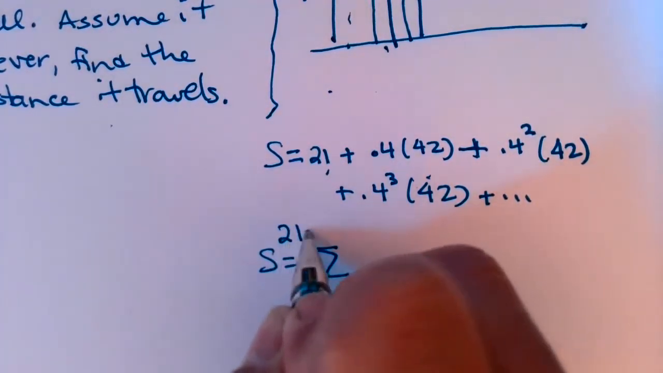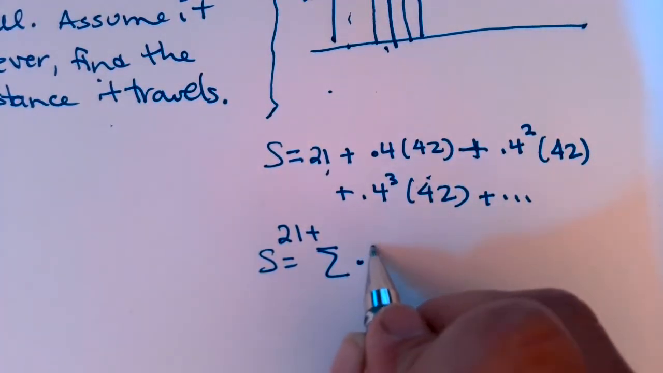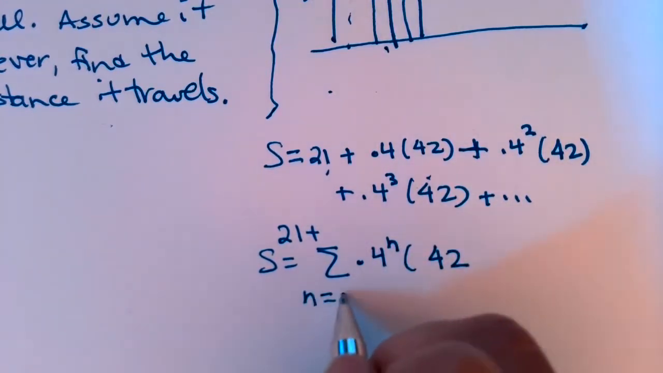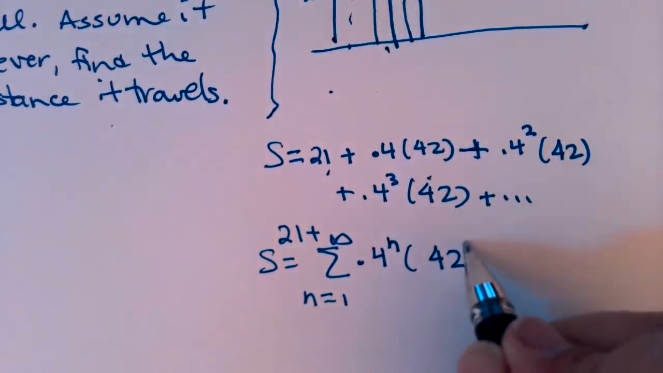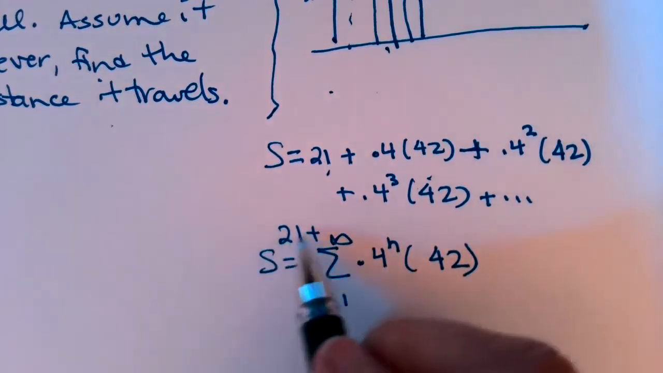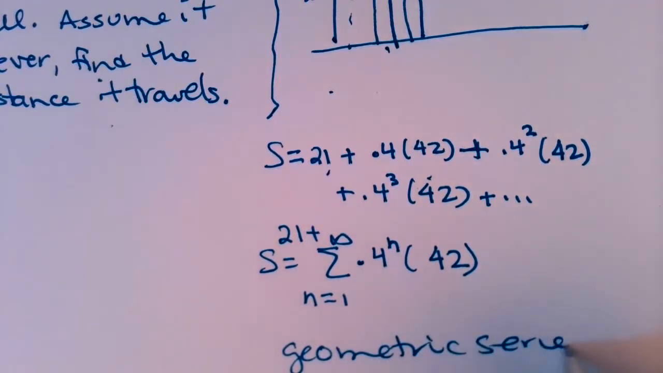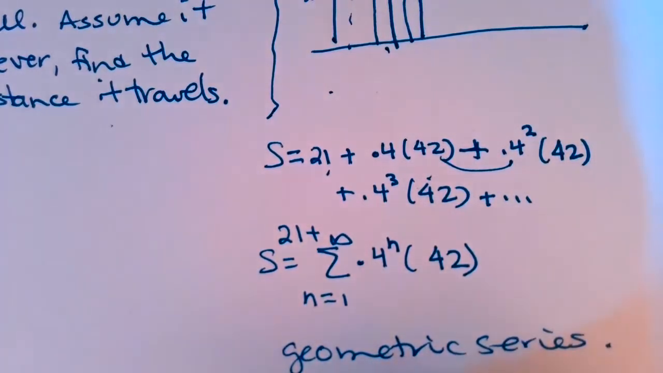Okay. Well, 21 plus, so 21 is going to be its own thing. And then I have 0.4 to the n times 42 if we let n start at 1 and go to infinity. That will get us all of the terms here in the series that I have. So I've got the plus 21 just to go along with it. Well, this is a geometric series. Each successive term goes up by the same ratio, and that ratio is 0.4, less than 1, so my series converges.